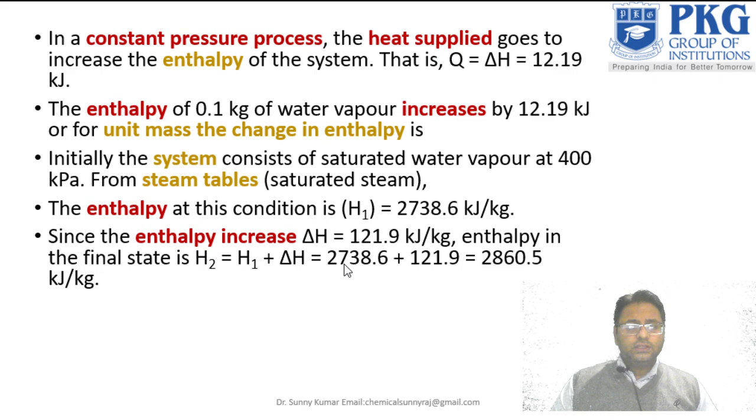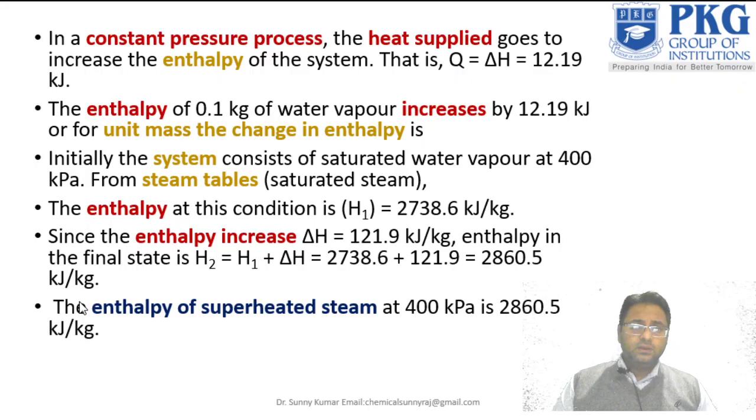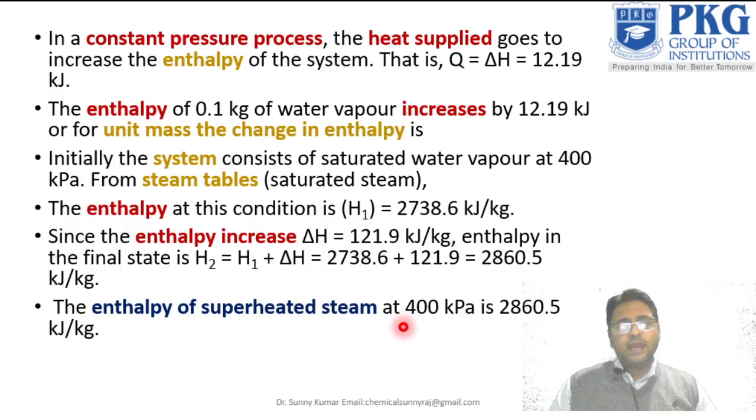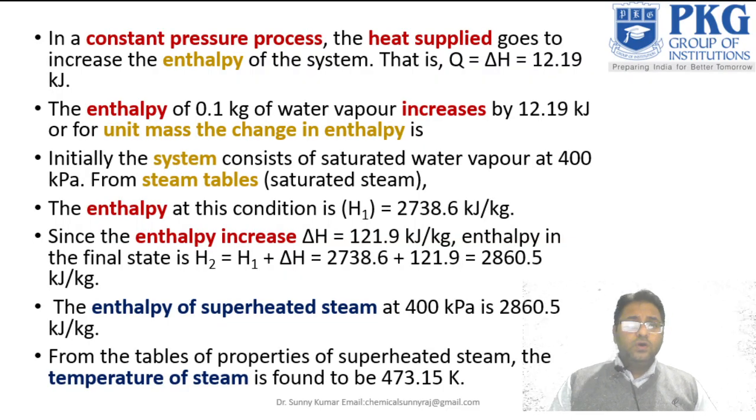So the final state will be 2738.6 plus 121.9. You will get 2860.5 kilojoule per kg. So this will be the final state enthalpy. So the enthalpy of the superheated steam at 400 kilopascal is 2860.5 kilojoule per kg. From the table of properties of superheated steam, the temperature of the steam is found to be 473.15.